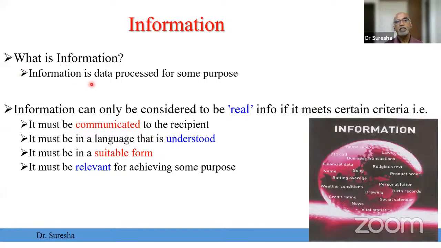So information is the data processed for some purpose. Information can only be considered to be real if it meets certain criteria. That is, it has got some particular characters or attributes. Okay, it must be in a communicated form. So it can transfer from one place to another place. That is very, very important. It must be in a language that should be understood by all. Okay, it must be in a suitable form where you can do some manipulations, additions, or deletions, or whatever it is. This is where the Excel sheet comes into picture.